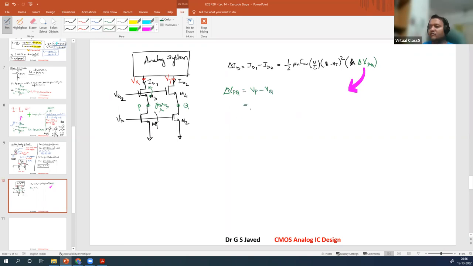So what will be VP? Typically it will be VP divided by this factor. What is this factor? (gm3 plus gmb3) times ro3. And the same factor here will be VQ divided by (gm4 plus gmb4) times ro4. Now, since they are in cascode, assuming the same, you can equate gm3 and gm4 to be the same. So you can equivalently say delta VPQ is reduced by (gm3 plus gmb3) times ro3. So this is a reduction factor.